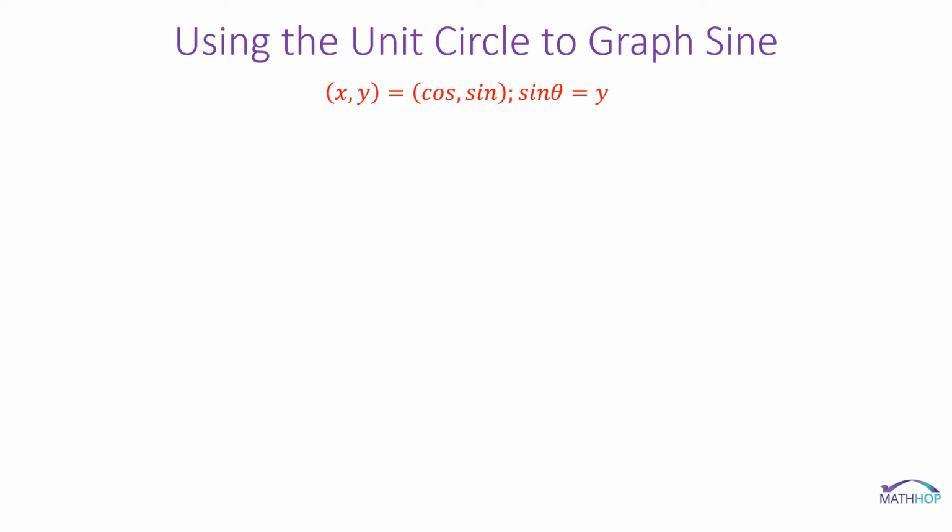So let's put a partial unit circle up. And I'm putting a partial one because these are the 5 points we're going to use when we graph our sine and cosine graphs. We're going to use 0, pi over 2, pi, 3 pi over 2, and 2 pi.